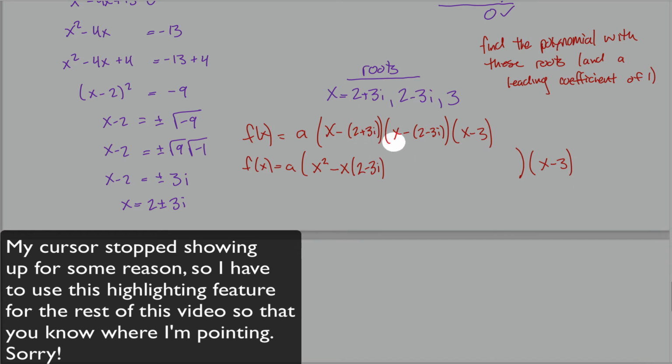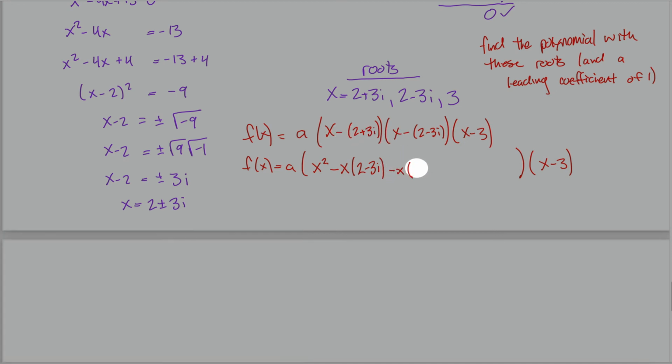So now I want to do the I in FOIL, the inside terms. I again have a negative times this x, so I get negative x times this 2 plus 3i. Finally, the L in FOIL is the product of these 2 guys. Well, it's a negative times a negative, so I'm going to get a positive.